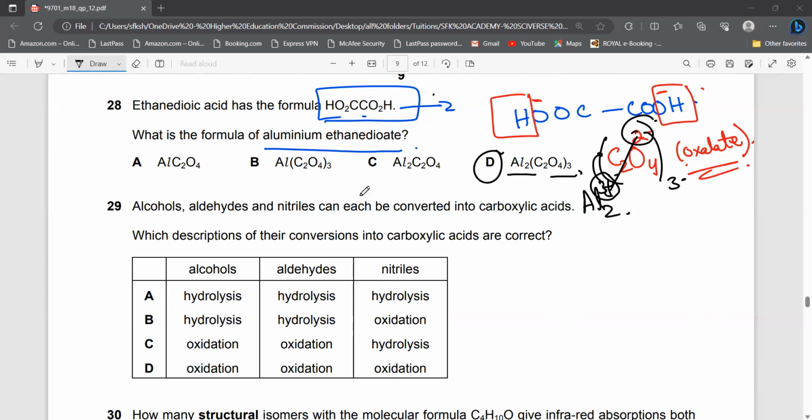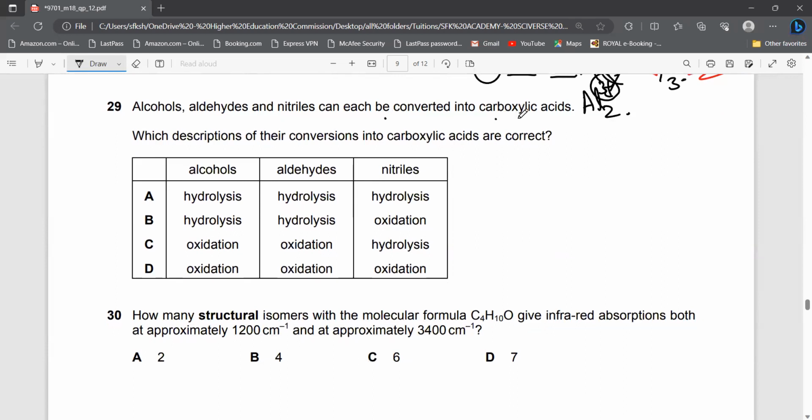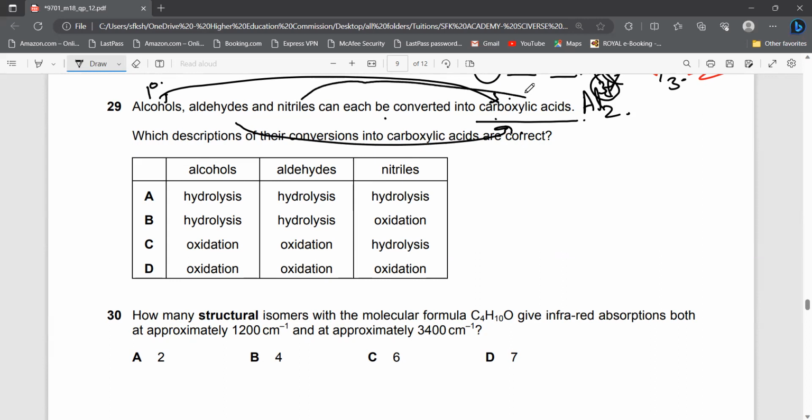29. Alcohols, aldehydes, and nitriles can each be converted into carboxylic acid. You know that primary alcohols can be oxidised to carboxylic acid if you heat them strongly under reflux with acidified potassium dichromate. Aldehydes can also do the same under the same conditions, and nitriles can be converted into carboxylic acid on hydrolysis. These are the three typical reactions that you have done in organic chemistry. Now, which description of their conversions into carboxylic acids is correct? Alcohols by oxidation. Remember, aldehydes also oxidation. But what about nitriles? Hydrolysis. Option C is correct.